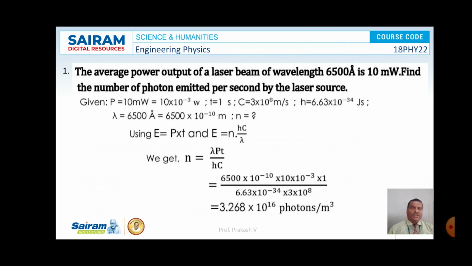We know that E is equal to P into t, and further E is equal to N into hc by lambda. Then N can be written as lambda Pt by hc. Therefore N, after simplification, we get 3.268 into 10 to the power of 16 photons emitted per second.